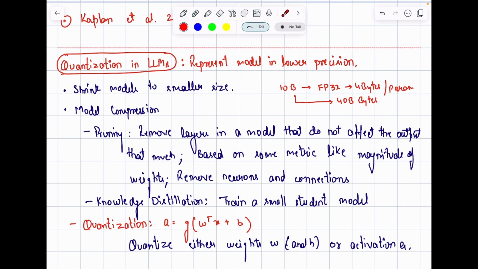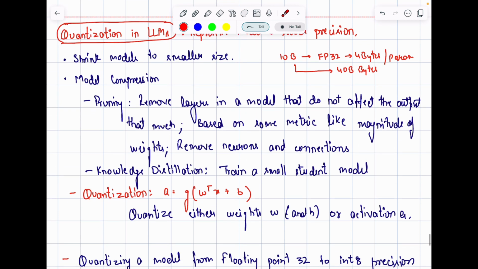while maintaining their performance to a similar degree, right? So one of the easiest ways to do it would be model compression. One of the ways is called pruning, where we remove some of the layers in a model that do not affect the output that much. So how do we do it? For example, we will set a metric, like we will say that the magnitude of the weight is very low or the norm of the weight is very low, and we will remove either certain neurons or the connections from one neuron to another, right?